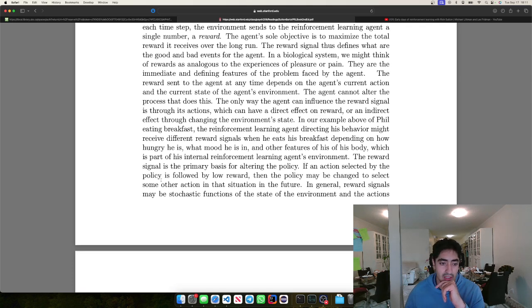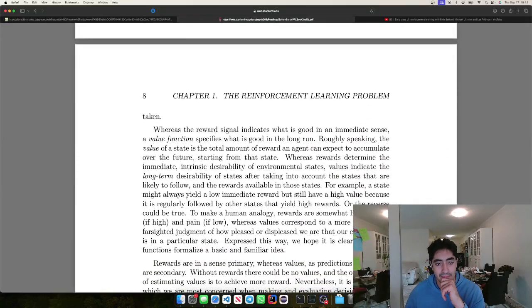If an action selected by the policy is followed by low reward, then the policy may be changed to select some other action in that situation in the future. In general, reward signals may be stochastic functions of the state of the environment and the actions taken. Whereas the reward signal indicates what is good in an immediate sense, a value function specifies what is good in the long run.